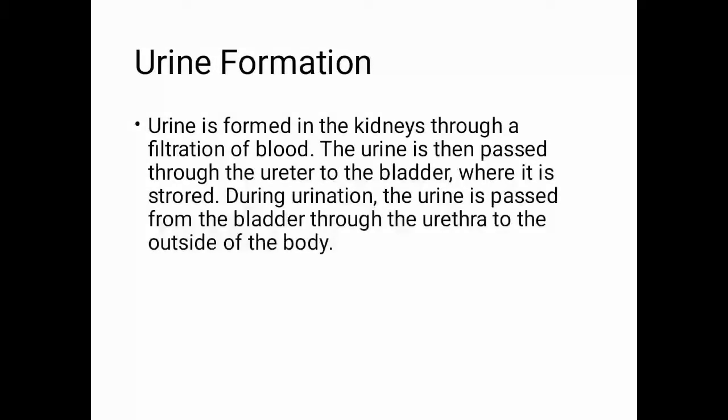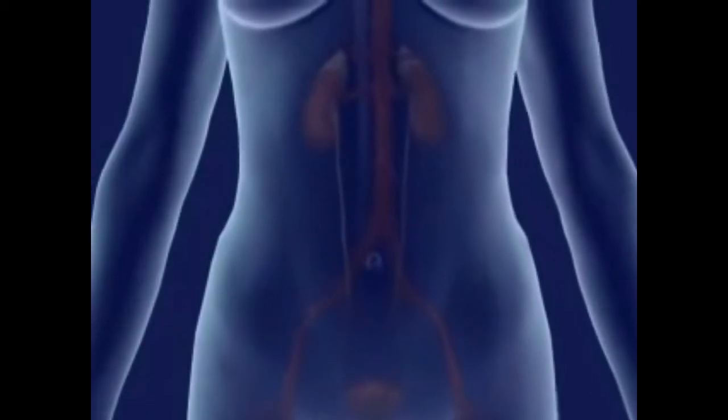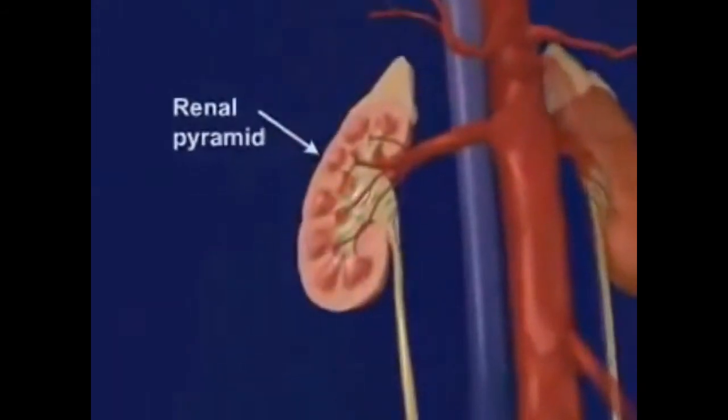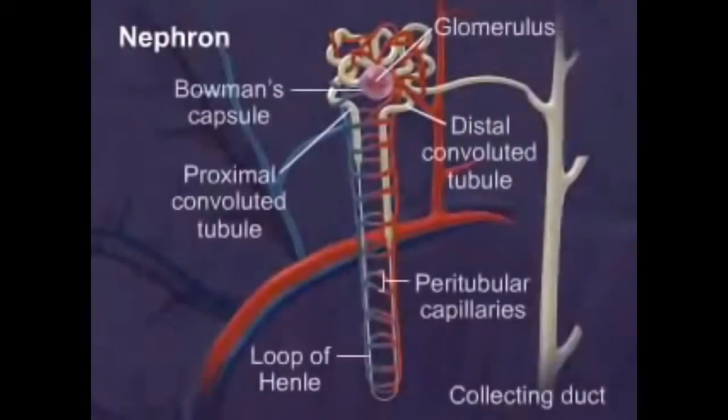There are three main steps of urine formation: glomerular filtration, reabsorption, and secretion. This process ensures that only waste and excess water are removed from the body. The urine is formed by these three processes in a nephron, the functional part of the kidney.